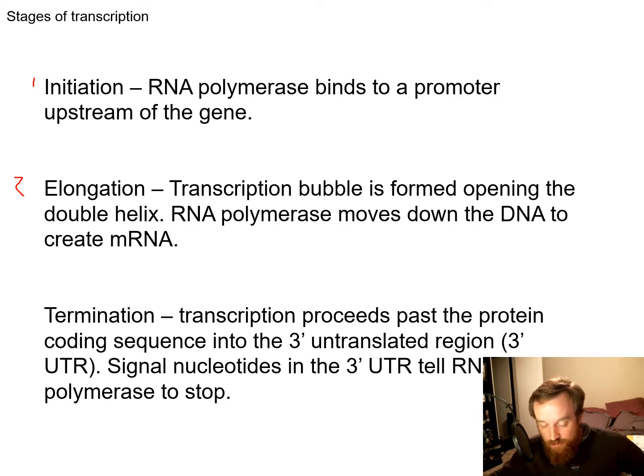And then lastly, we have termination here. And this is where transcription proceeds past the end of the protein coding sequence, and it creates what's called a UTR, an untranslated region. In the case of at the end of a gene, that's the 3' UTR. Remember, it reads from 5' to 3'. And these nucleotides at the end in the untranslated region tell the polymerase to stop making mRNA and to kind of fall off, or that the gene is over with, so to speak.